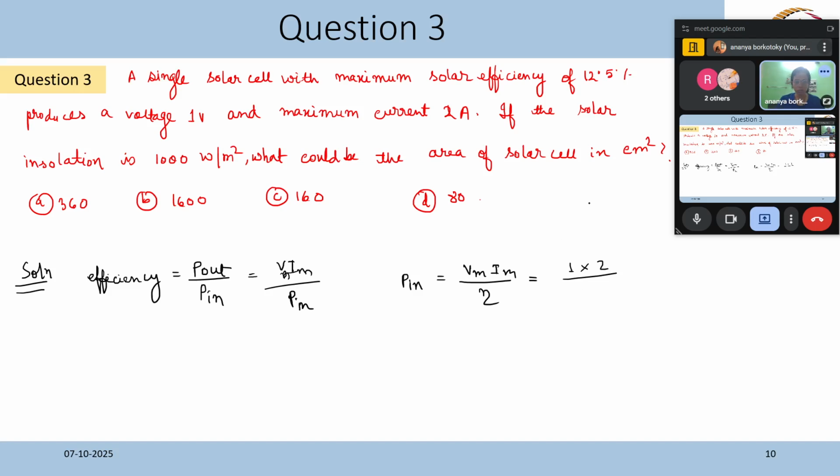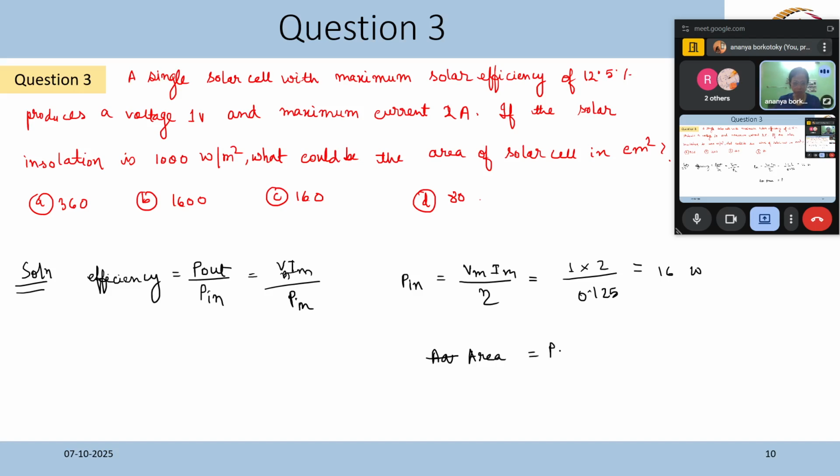Efficiency is 12.5%, which means 0.125. So what is the value? 2 by 0.125 is 16. And the unit is watt, right? This is the power, voltage into current. So how can we find the area? Total power insolation is in watt per meter square. This is given. This is the intensity of the energy. So how will we calculate the area?